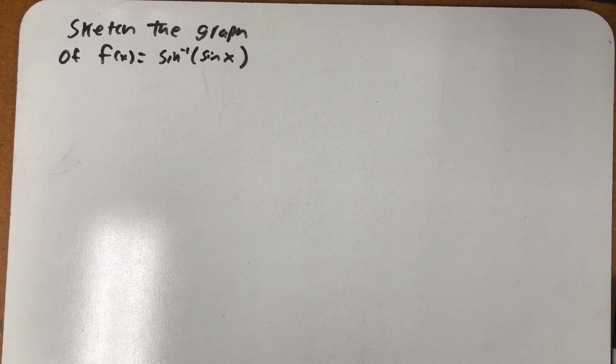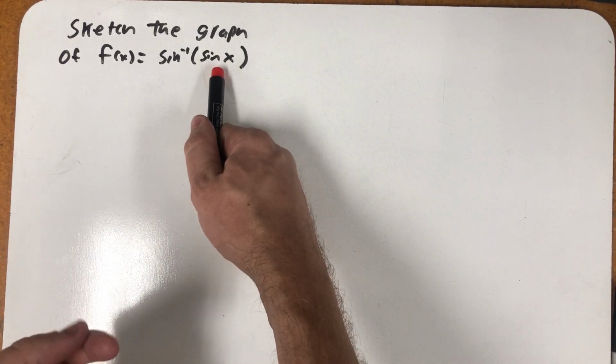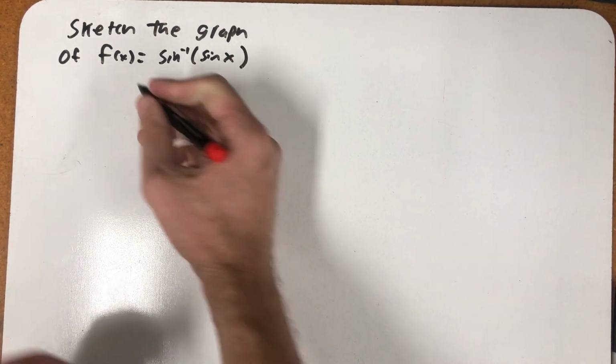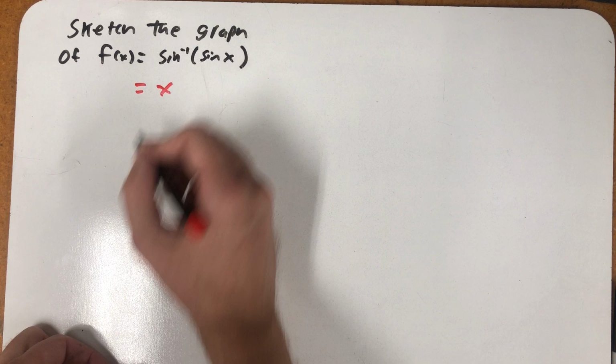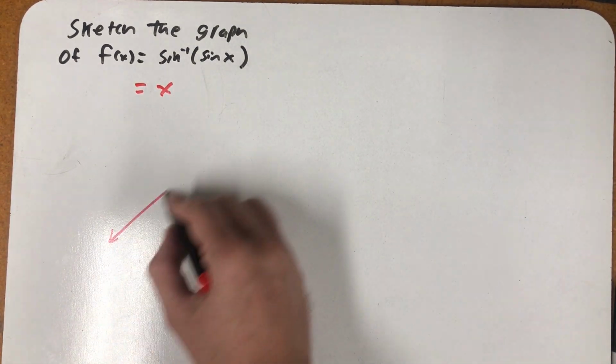Here we've been asked to sketch the graph of sine inverse of sine of x. And we need to be careful, because if we're not careful, we might naively think, well, sine of x gives me a number between -1 and 1, and inverse sine takes that back to the angle I started with, and we might just write x. And think the graph of this is always just y equals x.